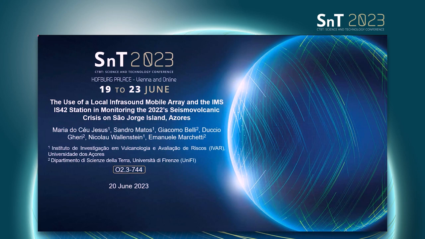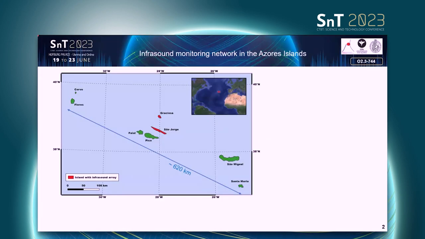This is a collaborative work between University of the Azores and University of Florence, where we present two infrasound naturally generated events detected by an IMS infrasound station and an experimental temporary array. In the Azores region, we have 9 islands spaced around 600 kilometers, and we have two infrasound arrays in two islands, Graciosa and São Jorge.